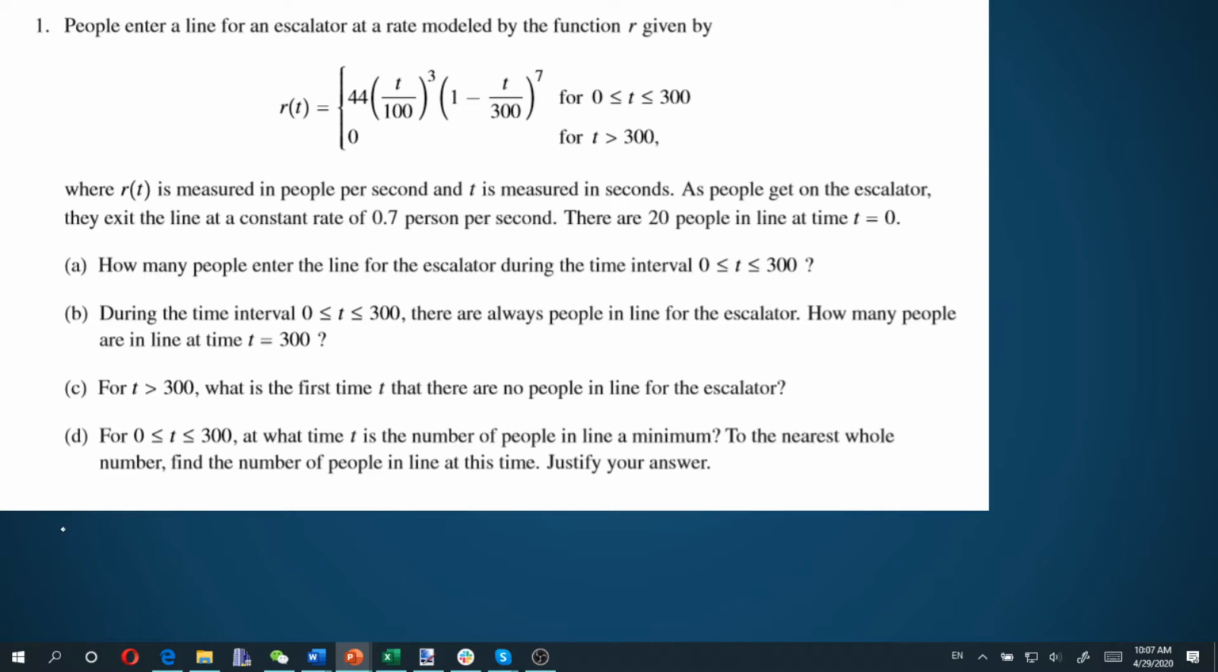That's integration. Integral from 0 to 300 of the complicated function. Okay, so it would look like that. I'm going to integrate from 0 to 300 of R(t) dt. That will tell me the change. There were 20 people in line, but I just want to know how many people entered the line, so we don't need that 20.